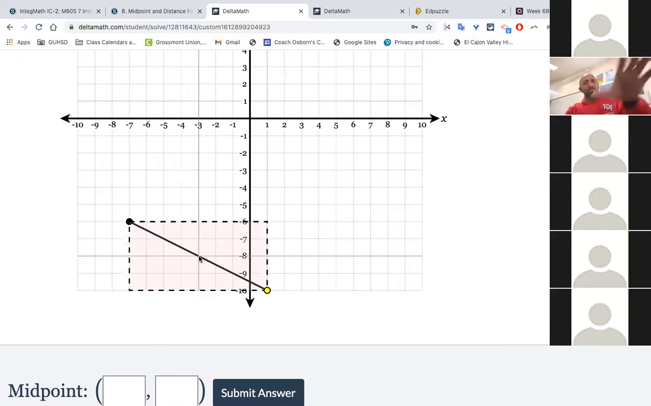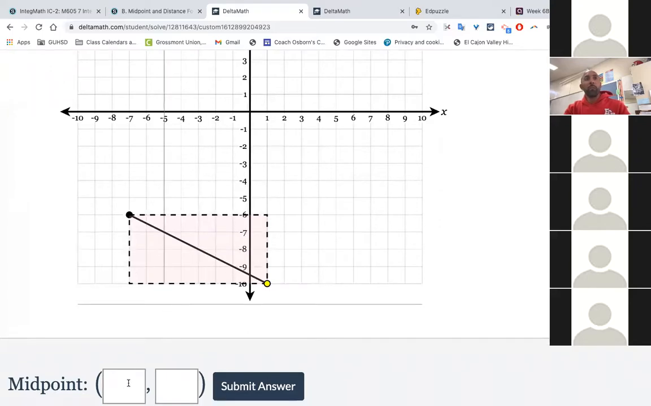So the rectangle doesn't honestly really matter. What matters is, where is the middle of that line? Where is it cut in half? And so I line that up. And if you look up above it, it's -3 for the X value, and then -8 for the Y value. So that's what I entered here. -3, -8.